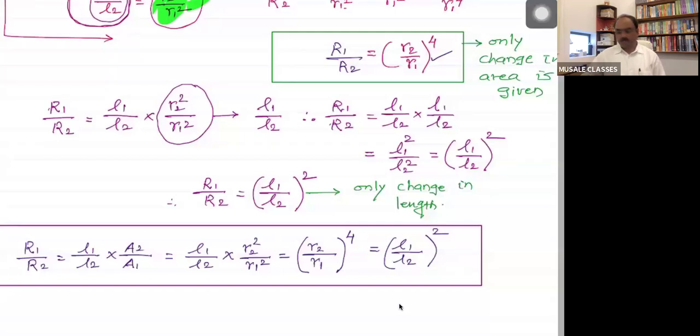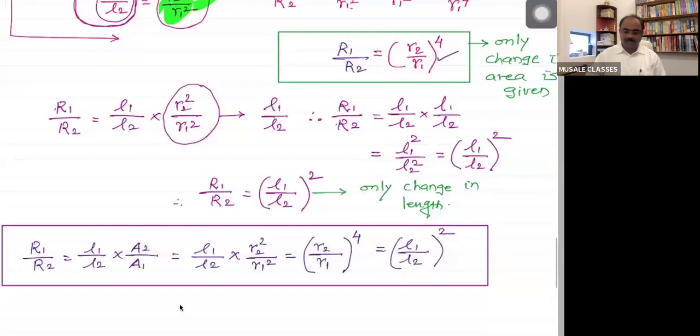So now tomorrow I will be telling you how the questions are framed, how the questions are framed and how we can solve number of objectives on this.